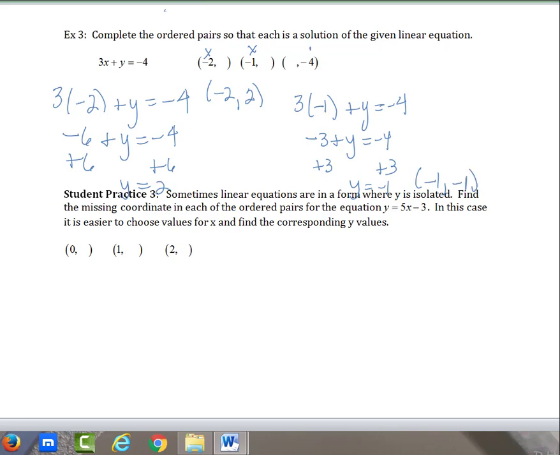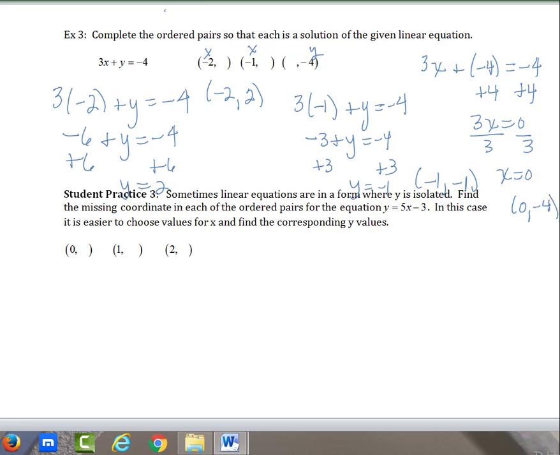Now in the last one, they've given me a y, and so it's my job to find x. So I'll leave x in the equation, and that's going to be 3x plus -4 equals -4. I'm going to add 4 to each side. So 3x equals 0. And then I'm going to divide each side by 3. And I get x is equal to 0. So my last ordered pair is going to be 0, -4.